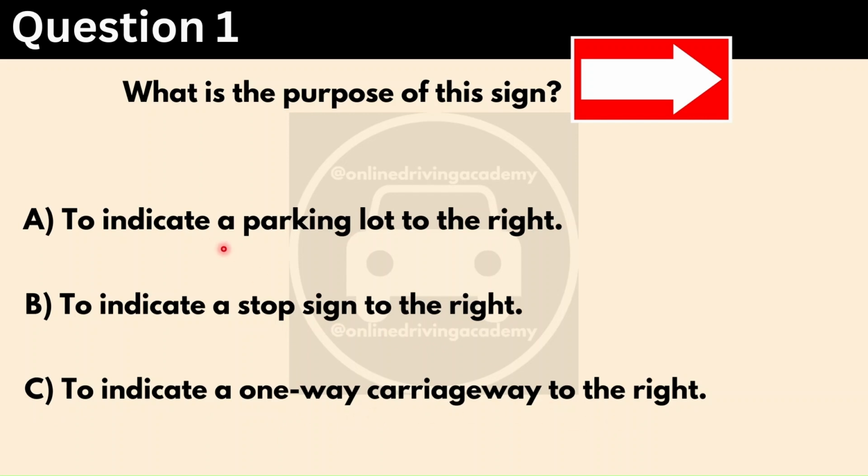Now for option A, it cannot be option A, because the sign does not tell you anything about a parking lot, so we can take out option A. For option B, it says to indicate a stop sign to the right. Again, this says nothing about any stop sign, so option B cannot be your answer. The only possible option that could be correct here would be option C. The purpose of the sign is to indicate a one-way carriageway to the right. Remember, if the arrow is pointing towards the left-hand side, then it will be indicating a one-way carriageway to the left.